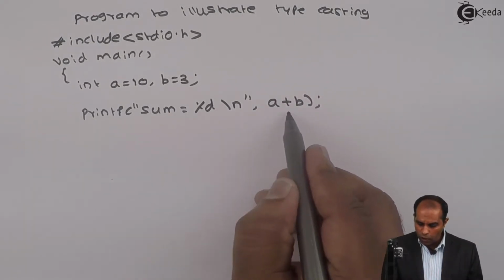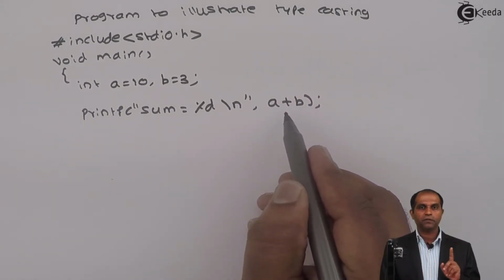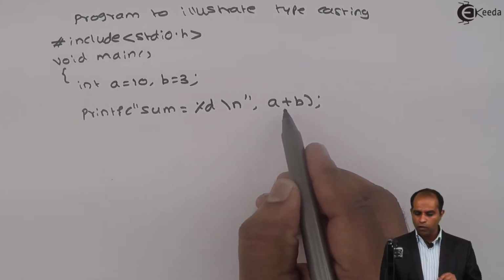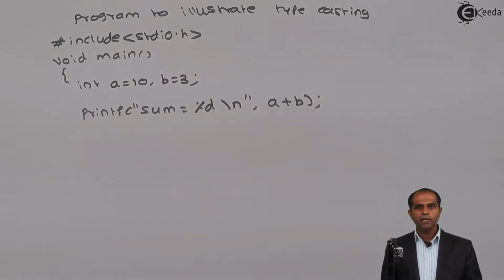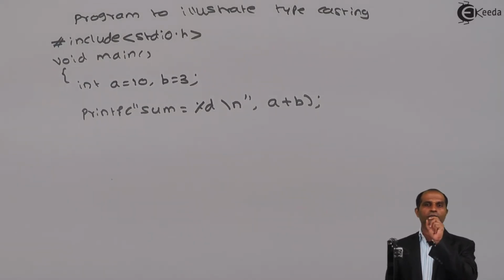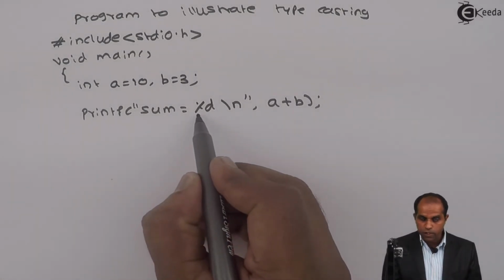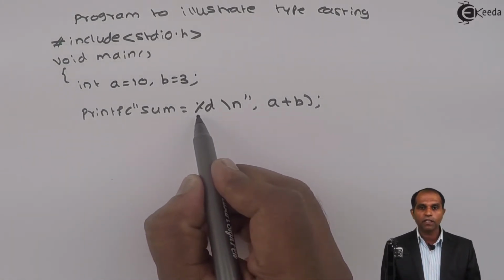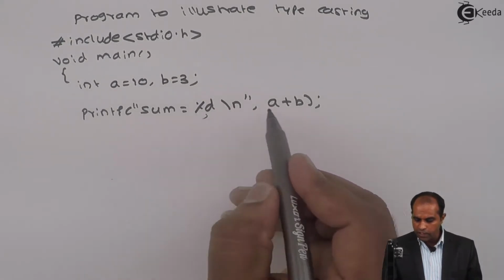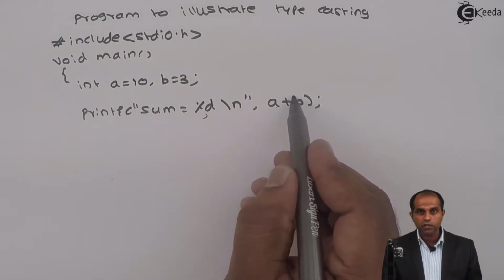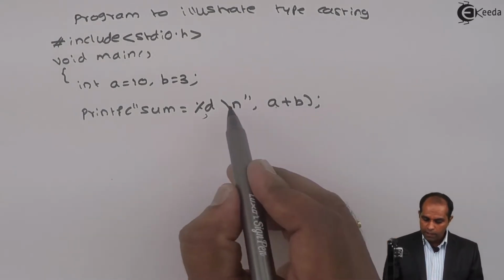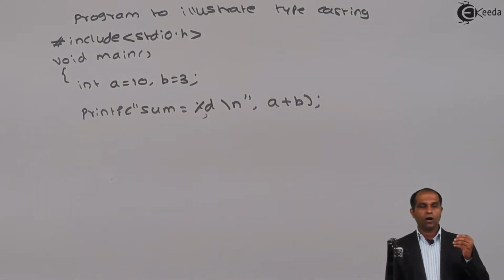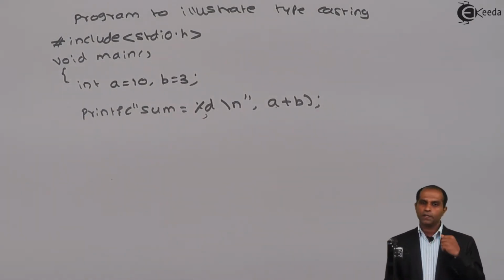A printf argument can even be an expression. If a printf has an argument as an expression, it means that it will display the result of that particular expression at the place where the format specifier is specified. So here the format specifier is specified after equal to. So here %d is now replaced with the result of a plus b. So \n will get the cursor to the next line so that the output will appear on separate lines.